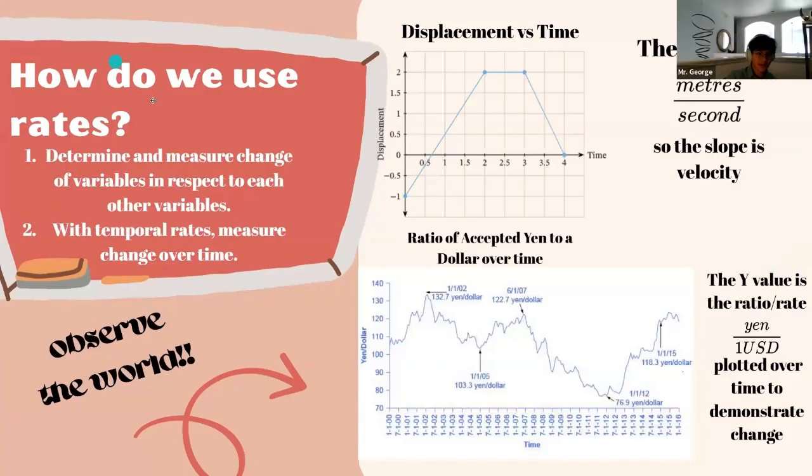So how do we use these rates? What is the best application? These are determining and measuring change of variables with respect to each other. With temporal change, we measure change over time. So we can use graphs like the one back here to measure these changes in rates. For example, displacement versus time. This is a displacement versus time graph. Displacement is on the y-axis, time is on the x-axis. So the slope here is meters per second, which is velocity.